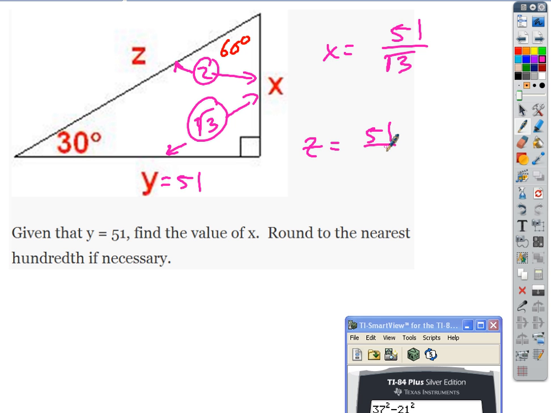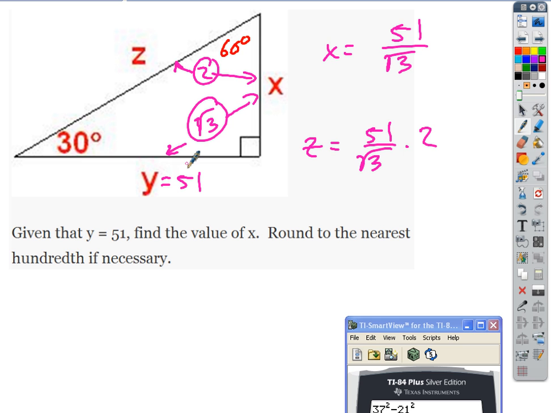Times 2 to get there. Okay? What if I was given z and wanted to find y? What would I first do? Divide by 2 to get there, and then multiply by the square root of 3. Piece of cake.